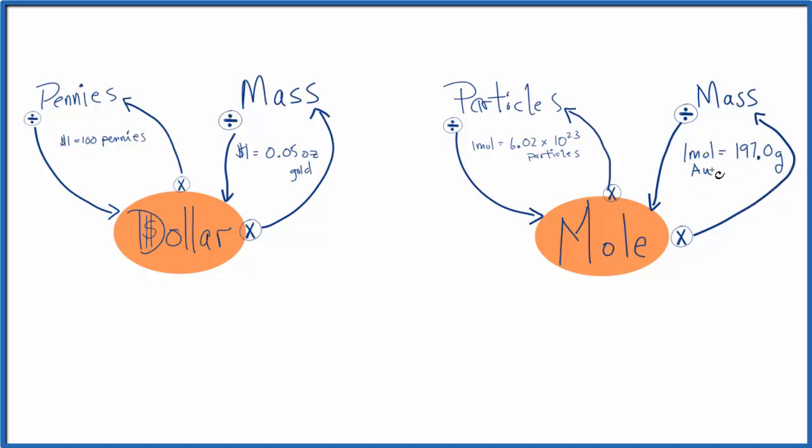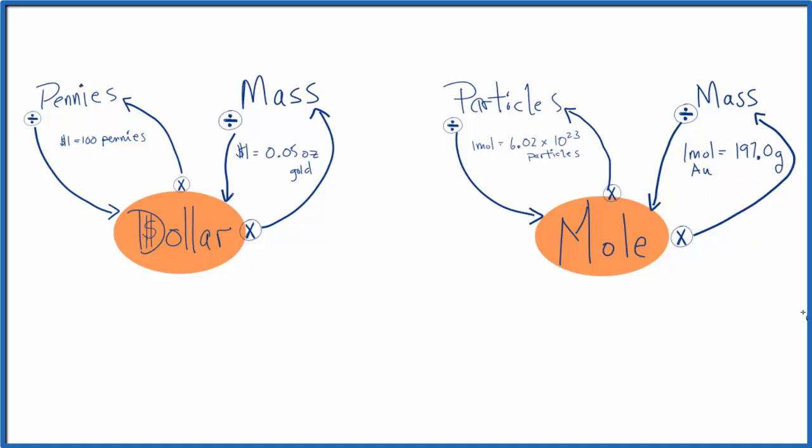If I was working with a different element, like hydrogen, that's 1.01 grams for 1 mole. So the periodic table lists all of the elements, 1 mole of them, how much they weigh. It's called the atomic mass or the molar mass, and that's our conversion factor here.